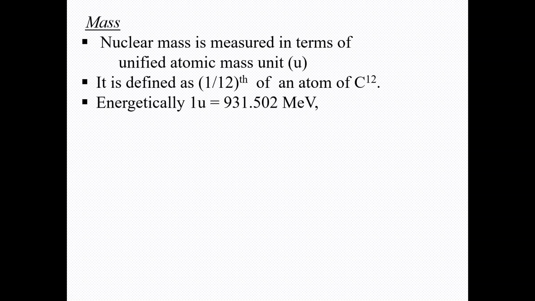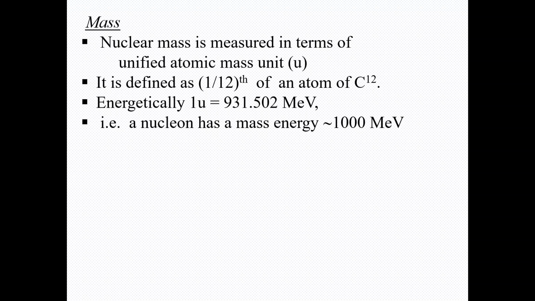So energetically, 1 u, that is the unified atomic mass unit, is equal to 931.502 mega electron volt. That is how energetically 1 atomic mass unit is equal to 931.502 mega electron volt. That is, a nucleon has a mass energy approximately equal to thousands of mega electron volt.